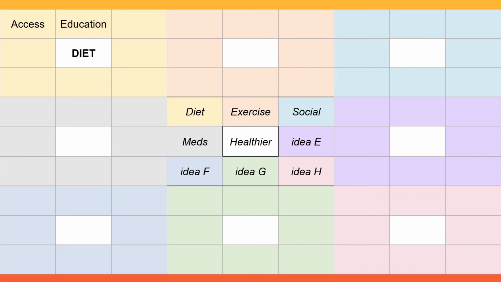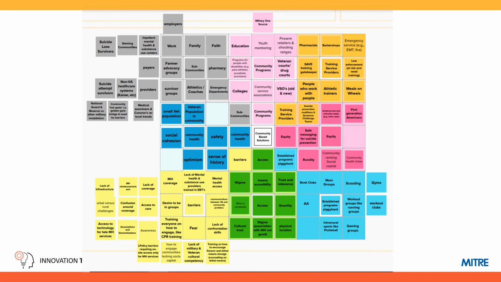So, for example, food deserts are a big problem. So maybe the solution includes increasing access to healthy foods. And maybe people also need better education about how to eat healthy. And then we fill in the rest of the Lotus Blossom with solution-oriented ideas around diet, exercise, and whatever else we came up with in that central blossom. When we're done, it might look something like this.